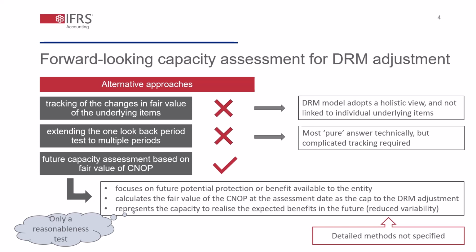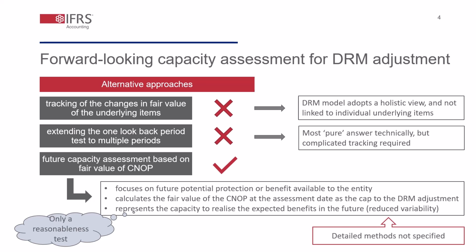We call this the fair value of the CNOP, which is forward-looking and represents an entity's maximum capacity to realize the expected benefits of reduced earnings or economic value variabilities. And that is based on today's CNOP. This is a snapshot view of the entity's risk exposure at the assessment date, assuming no further change in the CNOP until the end of the managed horizon. We did not specify the detailed methods on how to calculate the fair value of the CNOP, as we expect there could be multiple ways to do that in practice. However, we plan to discuss some more detailed principles or guidance on how to determine the fair value of the CNOP at a future IASB meeting.